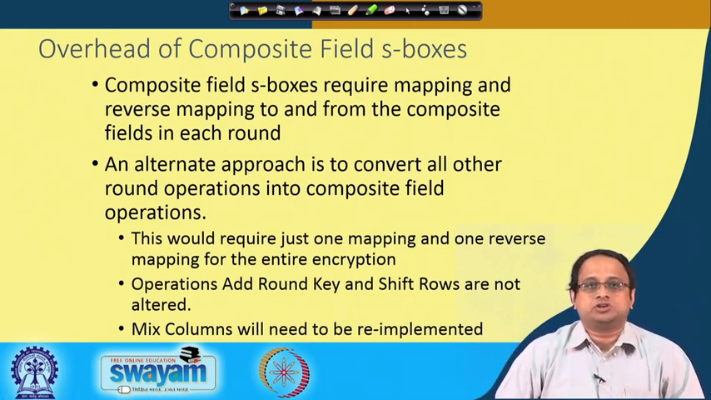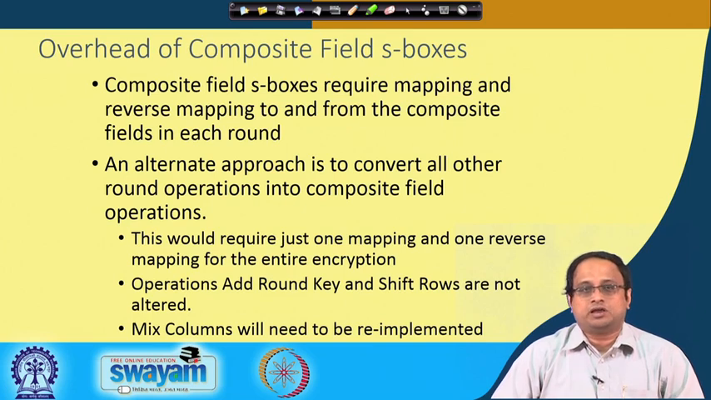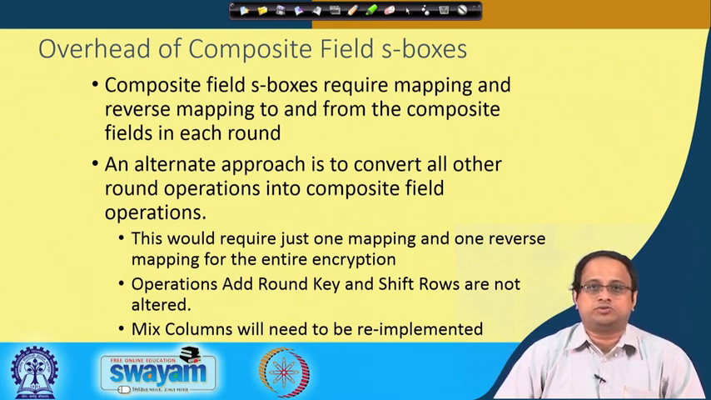So when you are trying to adopt this technique for implementing a composite field S box, remember that you have to do a mapping and reverse mapping from GF to the power of 8 to the composite field and back. You have to do it per S box computation, and therefore this conversion can add a bottleneck. If you really want to develop an alternative approach where this bottleneck is alleviated, one alternative would be to convert all round transformations into the composite field.